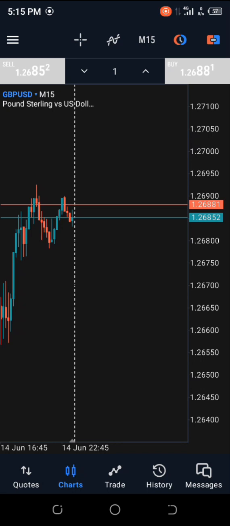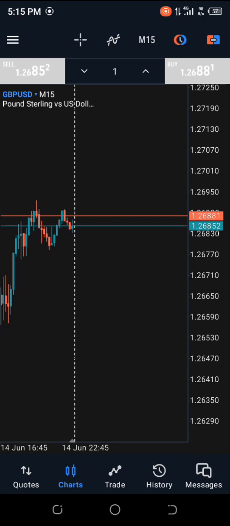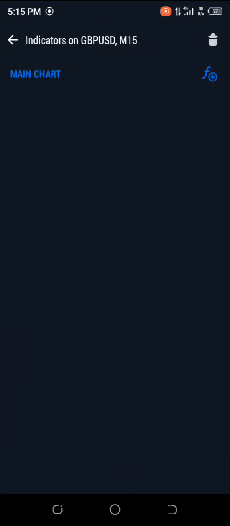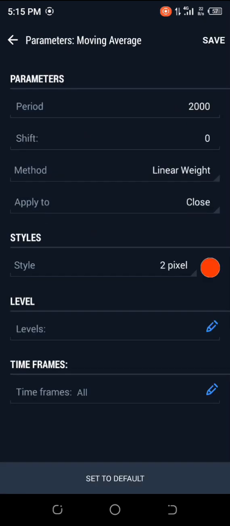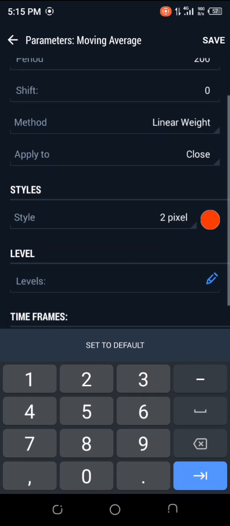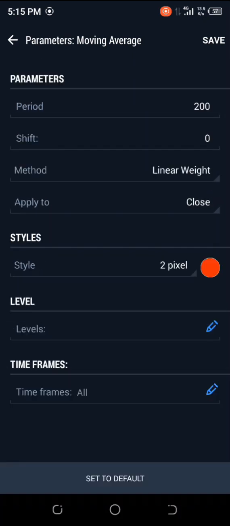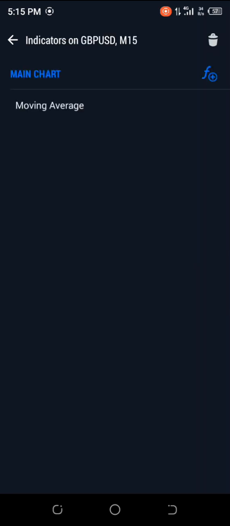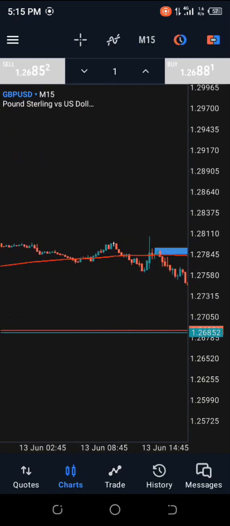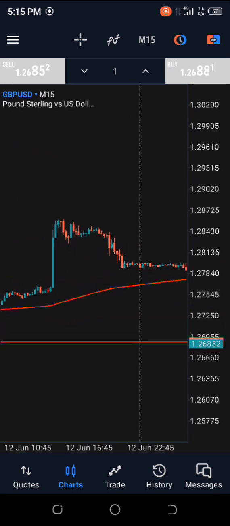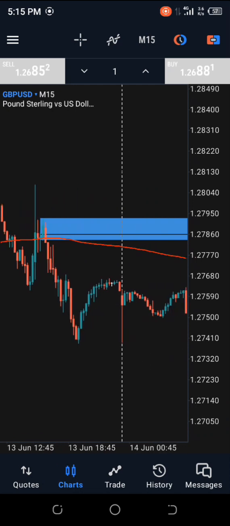All right, so you go to indicators right here, and I'll be clicking on add indicators. So what I want to do is moving average right here, and the only thing I want to change is this period. You can see the period. I'll be setting this to 200 like it said, and then I'll click on save right here at the top corner. All right, I have that right there. As we can see, this is the moving average on the chart. This red line you are seeing right here is the moving average with 200 period.